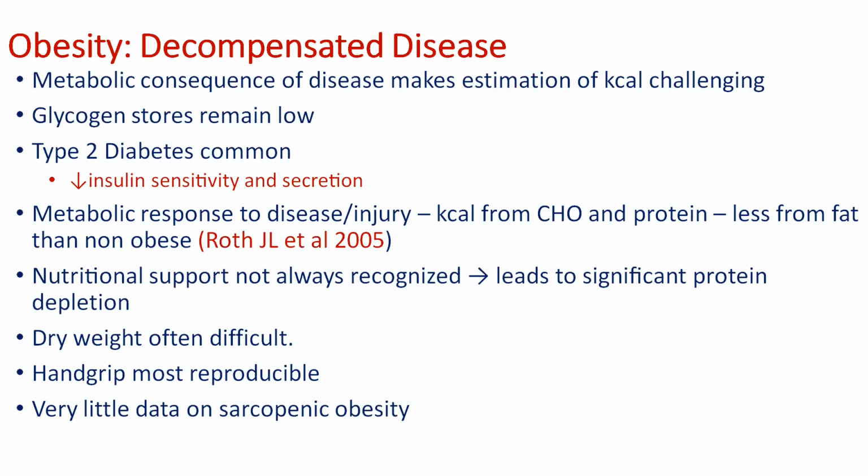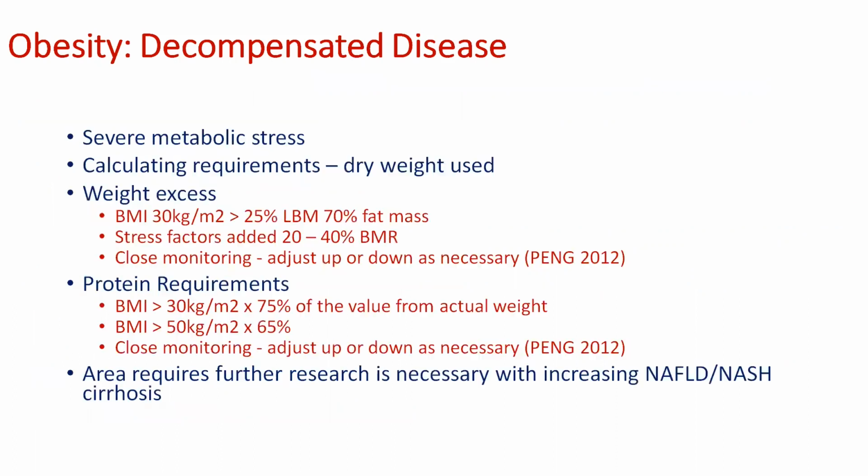Metabolic consequences of disease make estimation of calorie challenging. Glycogen stores remain low. Type 2 diabetes common. Almost everything has been covered by Nirupma, so I'm directly coming to this severe metabolic stress. This condition is a severe metabolic condition.